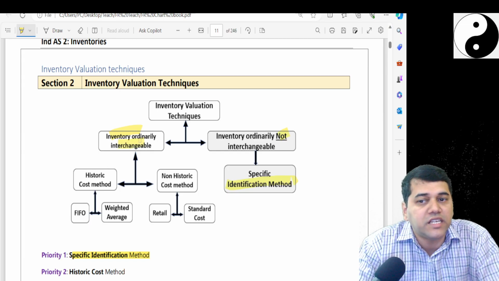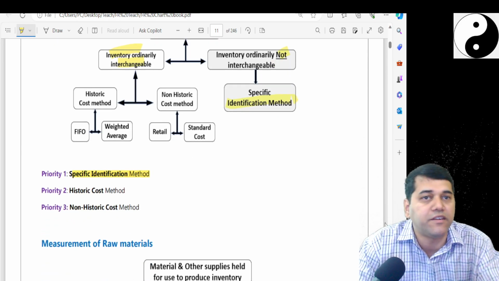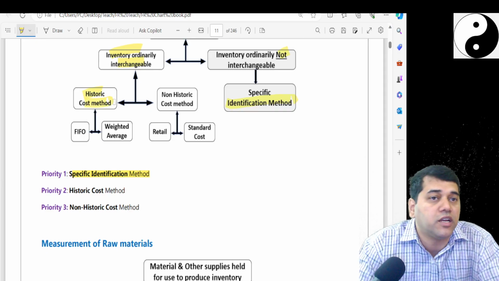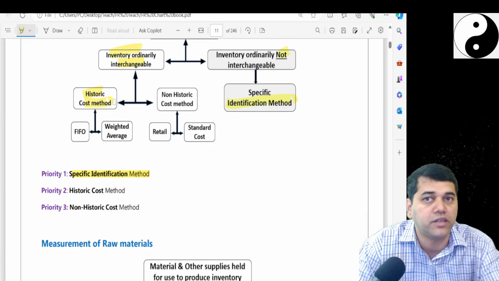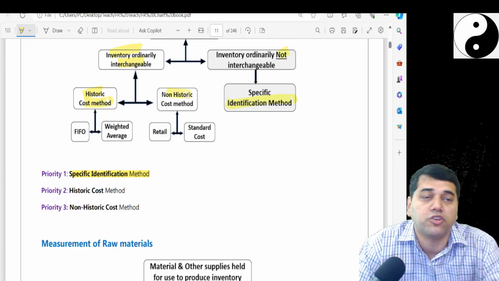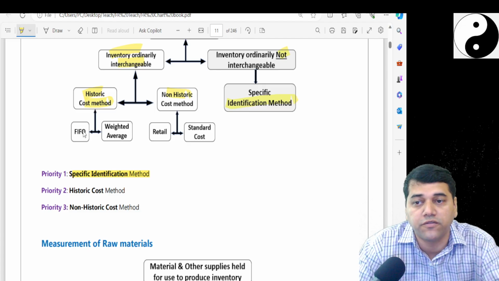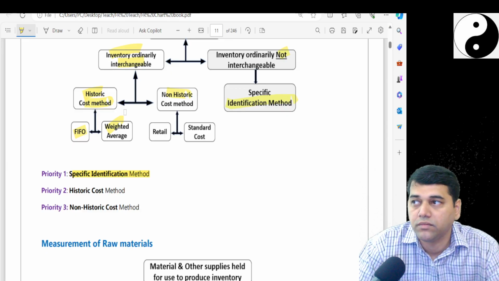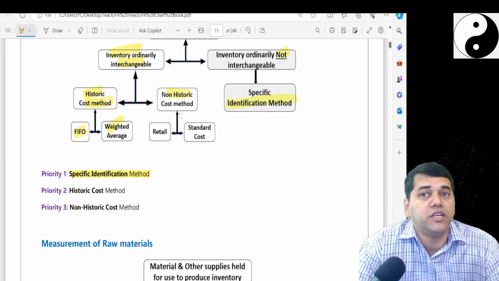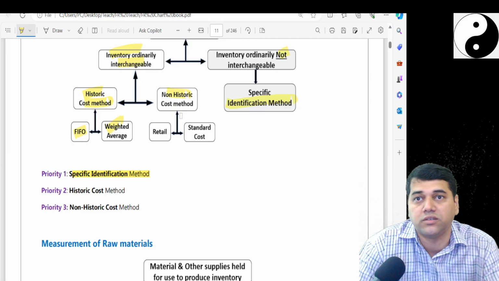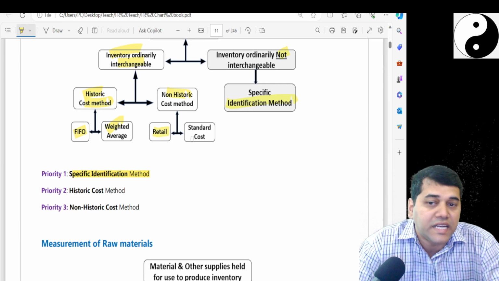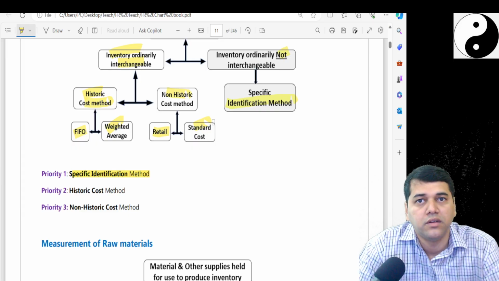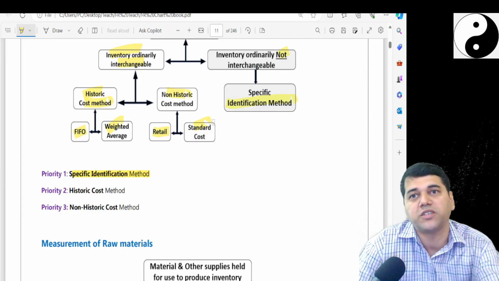Now, if it is interchangeable or you cannot identify it specifically, there are two methods again. One is the historical cost method, where you go by whatever cost you have incurred, or the non-historic cost method. In historic cost, either FIFO or weighted average is permitted. LIFO is not permitted now. In non-historic cost, you don't look at the cost. You go for either the retail method or the standard cost method. That also goes with your business practice, and it is permitted. Here it is an estimation. You think that this must be my cost value.